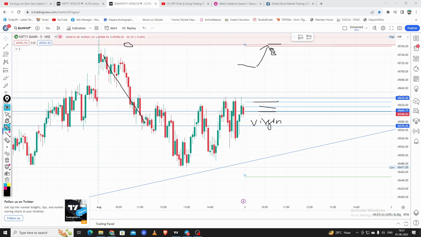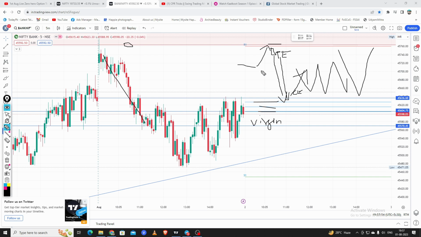So if it is opening anywhere here, and if it is going and touching the R1, and if you see any red candle here, quickly scalp until the CPR. You can enter P here, and it will come down to CPR. And from here, if it is bouncing, then you can go for C here again. So it will be sideways, it will come down, it will go up.